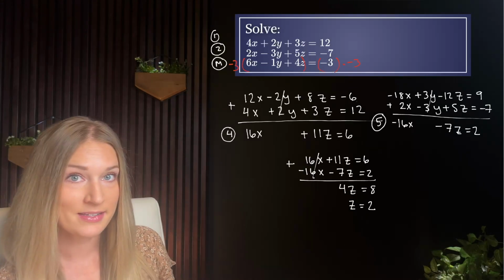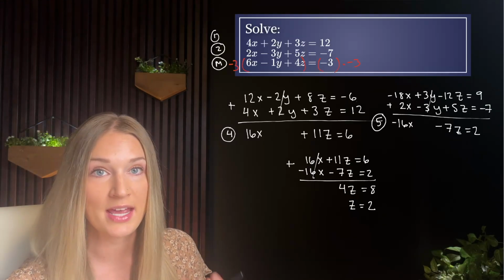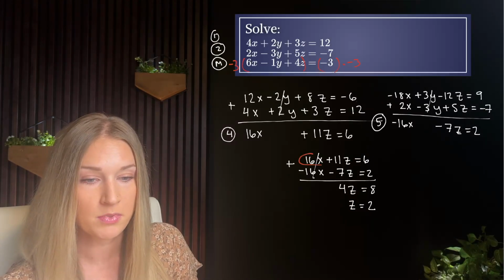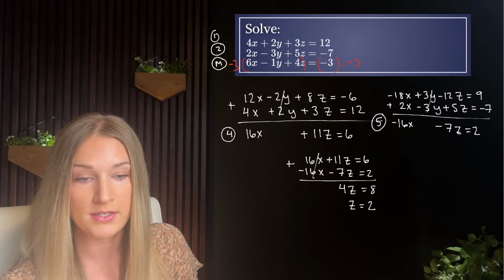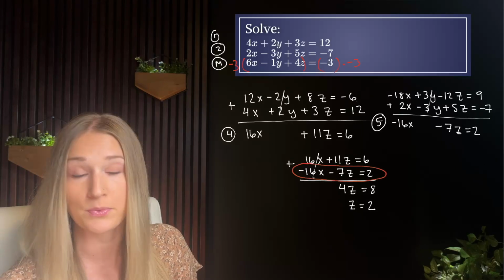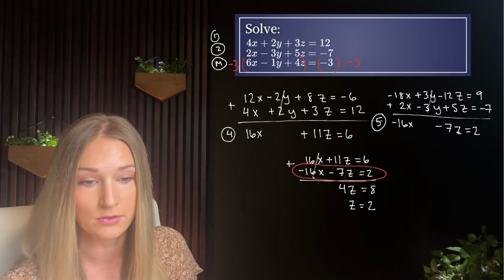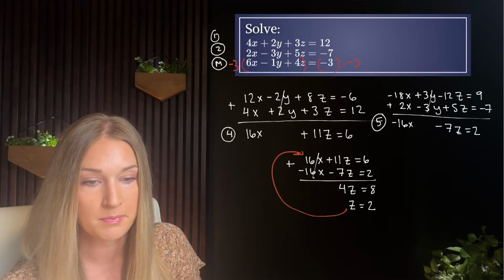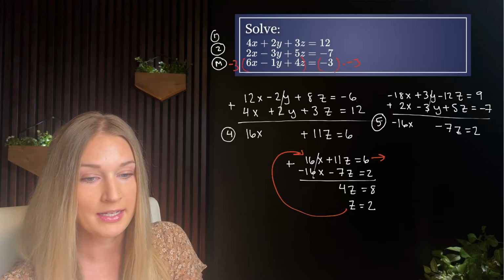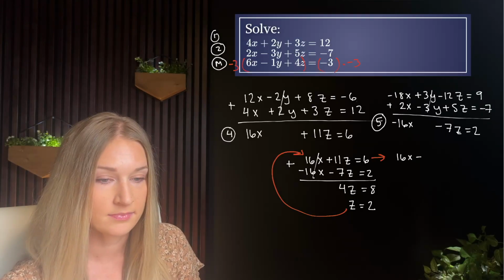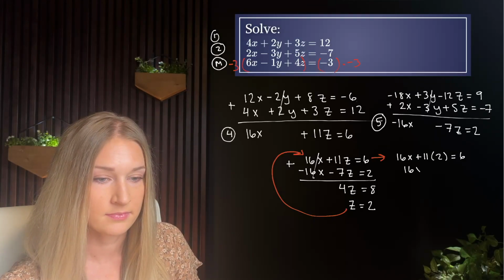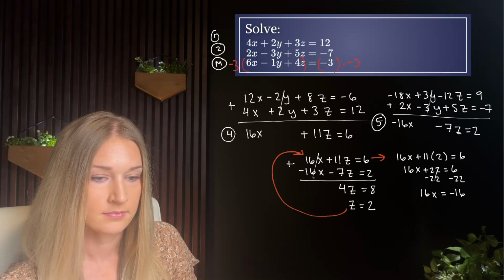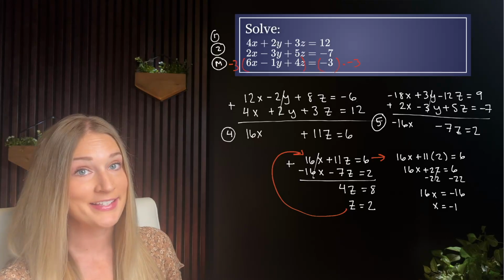I know what z is. I can plug this into any equation that has z and one other variable in it. So that gives me the choice of equation number 4 or equation number 5. It doesn't matter which one, whichever one seems easiest to you. I like equation 4. So I'm going to take this z and bring it back up to equation 4, plug it in and solve for x. So now I have x and z.